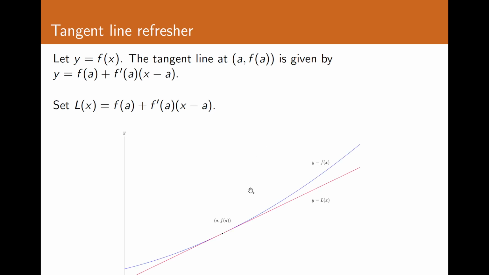We can see that in the picture here, the blue gives us the curve y equals f of x. We look at this point here, a, f of a, and then the tangent line is the red line, which is given by y equals L of x.